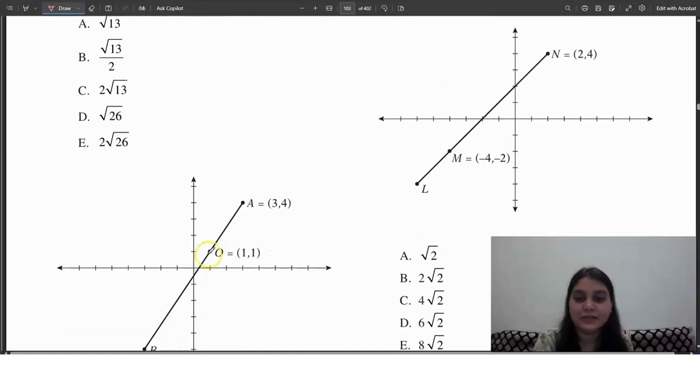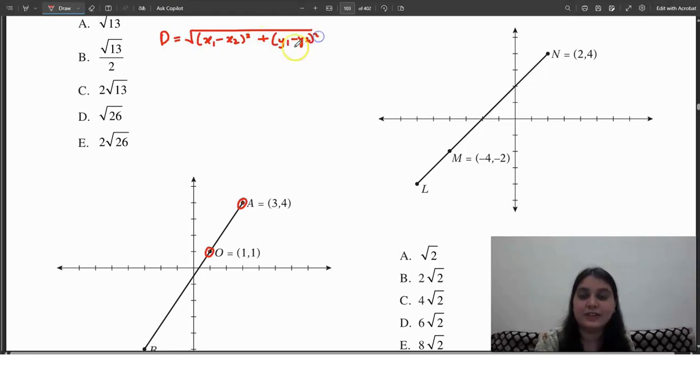So here we have O and we have A. The coordinates of O and A are given, so clearly we have to find the distance between O and A. We can use the distance formula for that. Distance formula is: distance between 2 points is under root (x1 minus x2) square plus (y1 minus y2) square.